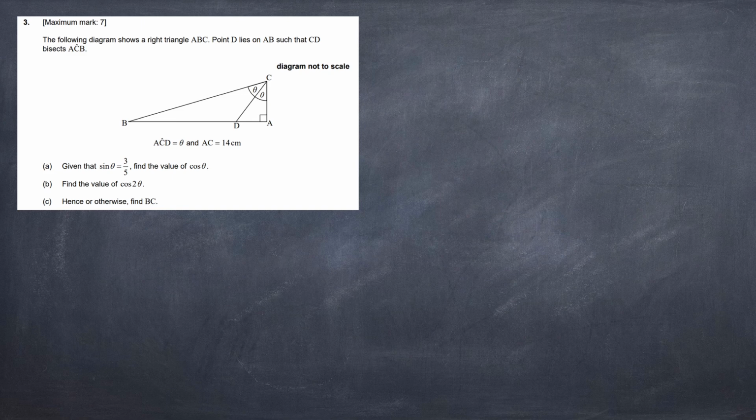For the value of cos 2 theta, we can use three formulas. We have three formulas in our hand. One is cos square theta minus sin square theta. Second one is 2 cos square theta minus 1. And third one is 1 minus 2 sin square theta.